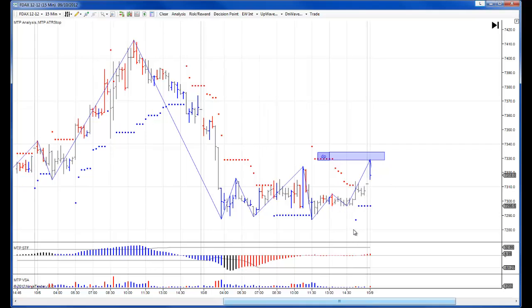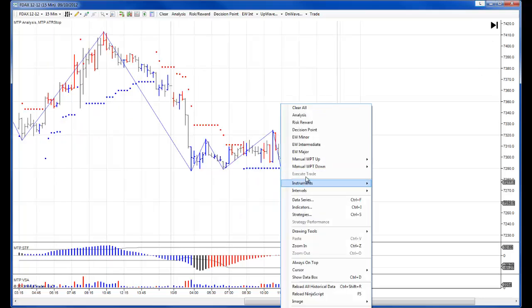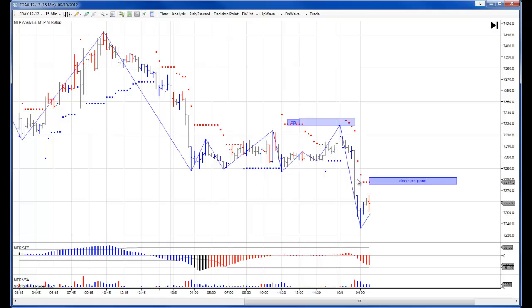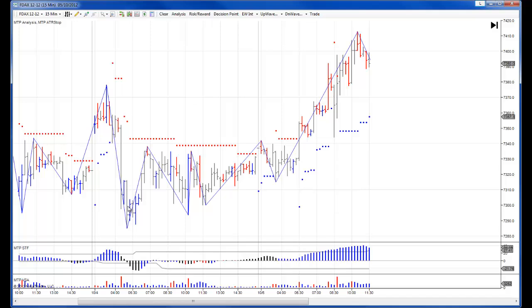As we scroll forward, you can see that basically the DAX opened there this morning, tagged that high perfectly, and then actually started falling like a stone. It went straight through this potential decision point support here, and went all the way back to this last major pivot here.